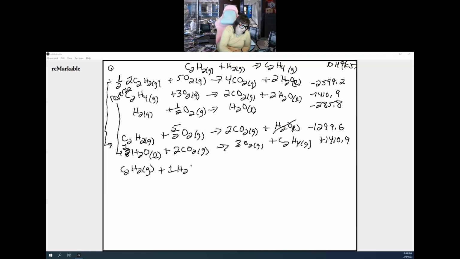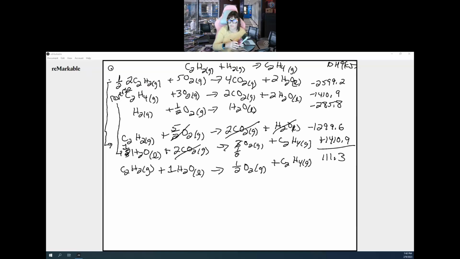Plus 1 H2O liquid. I have 2 CO2 there, 2 CO2 there, so I can cancel that. I have 5 halves O2 and 3 O2 here. So this is 2.5, this is 3. I'm going to cancel 2.5 and leave me with a half O2 over here. So that leaves me with a half O2 gas plus that C2H4 gas. Now all I did was add those 2 and cancel a bunch of stuff. So I can take the positive 1410.9 plus the negative 1299.6, and that gives me 111.3 kilojoules for that equation that I'm looking at right now.